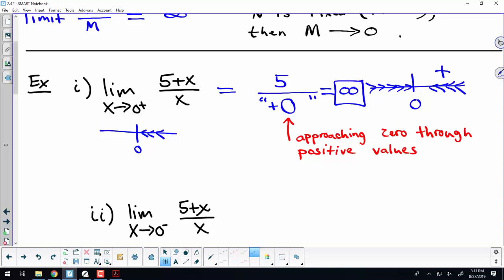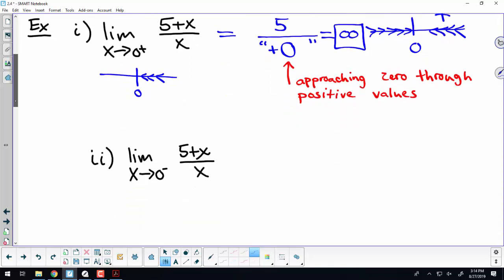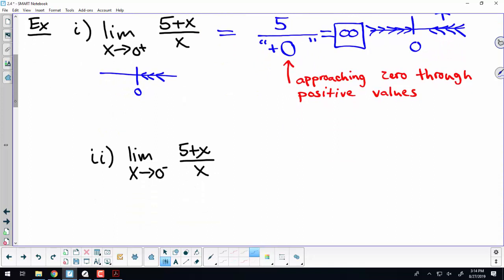But for the second one, even though it's approaching 0 or negative 3, would it be positive still? Well, so you're approaching 0 from the left. So we're approaching 0 through these values. Are those values positive or negative? So the denominator is approaching 0 again, but it's approaching through negative values this time, because we're on the left of 0.